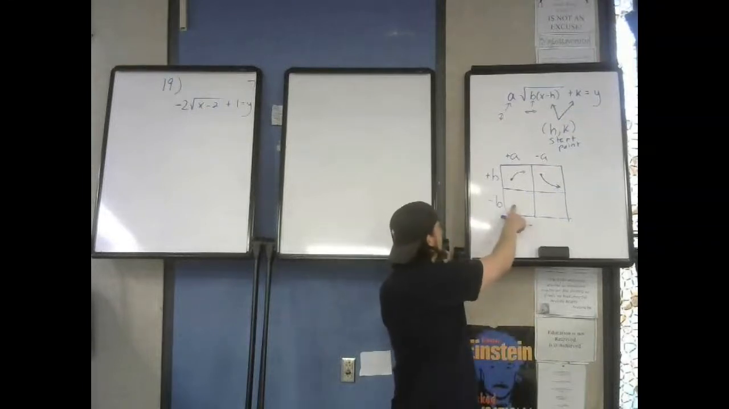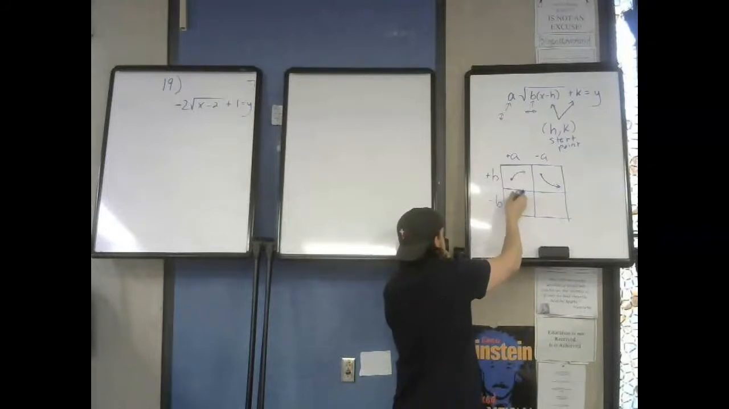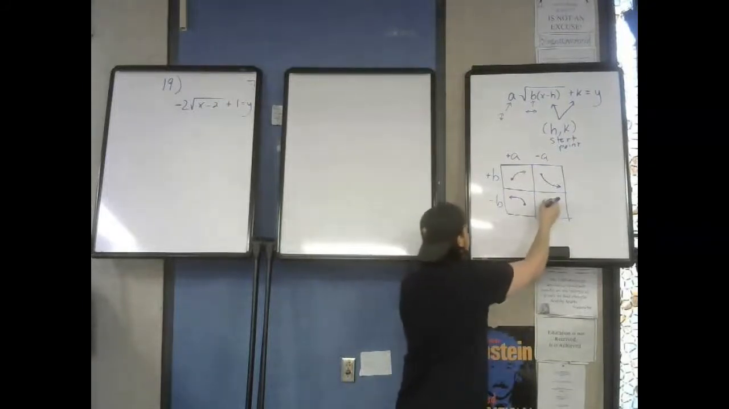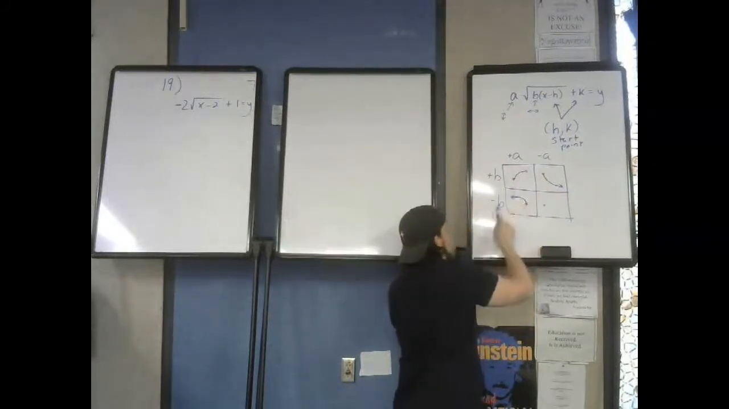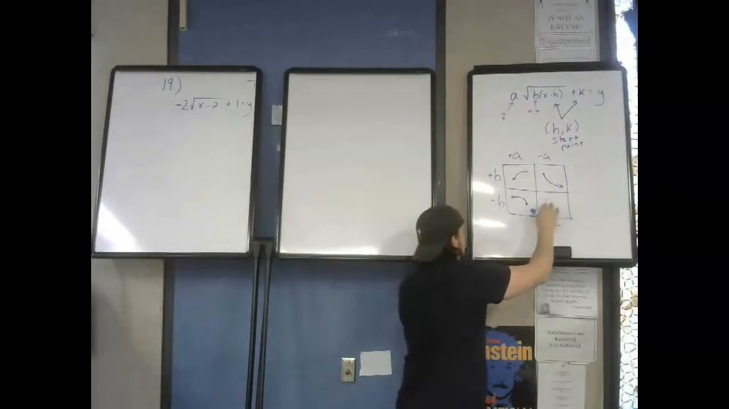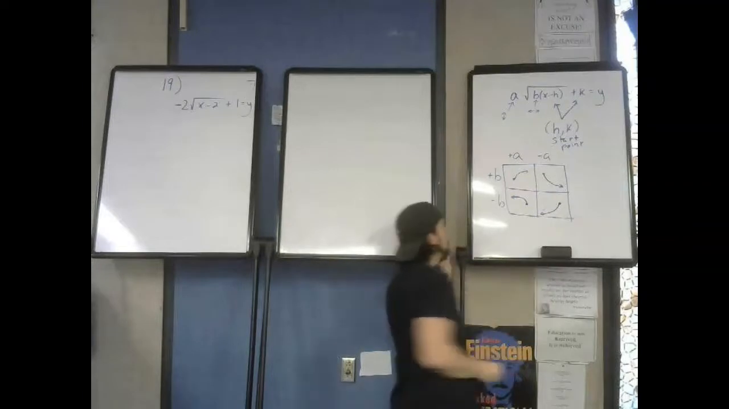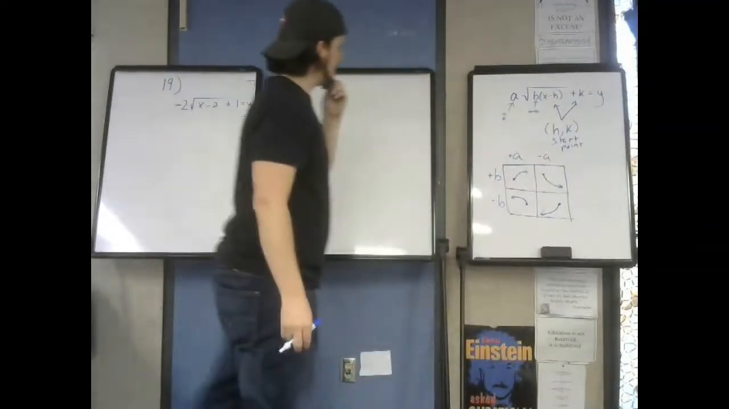This one here, the graph is going up but left. So that would look like this. And for this last one here, it's going down and left, so that would look like this. Okay? So that's how you graph square root functions.